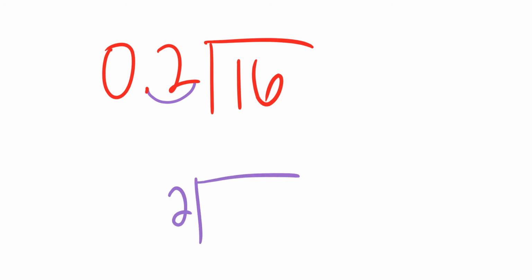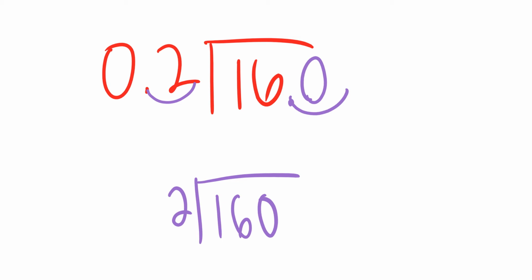So if I need to move this once to get to the end of the number, that means I'm going to need to do the same on the inside. There is no decimal for 16, so I need to start at the end and move over once. And then our trusty zeros, our placeholders, put a 0 as a placeholder. So we're really dividing 2 into 160. And then divide it like long division. 2 into 1, nothing. 2 into 16, 8. 2 into 0, 0. So my answer is 80.